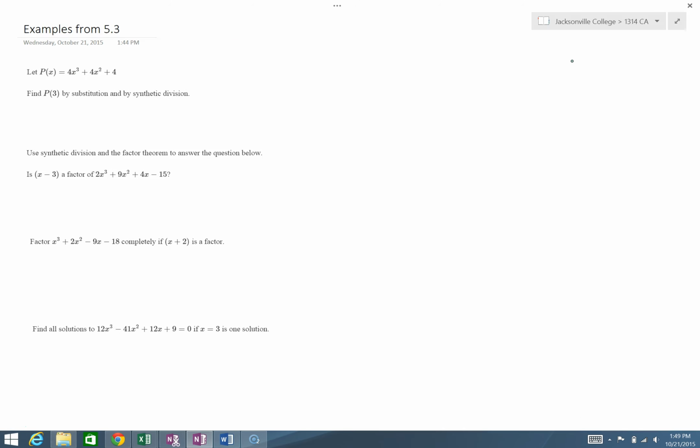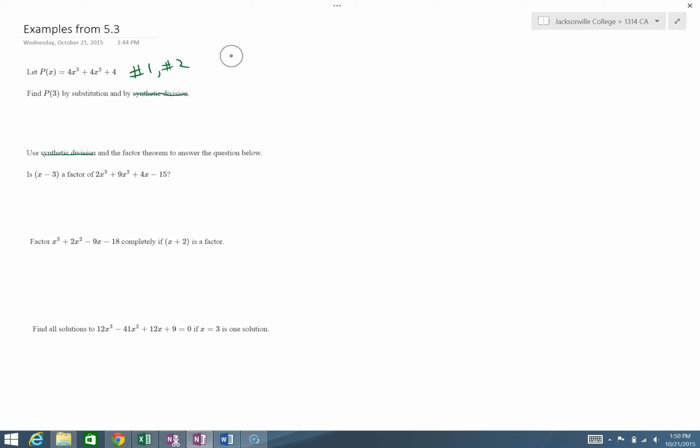All right, looking at a couple of examples from our homework. This first one is like number 1 or 2, perhaps. Yours may be shuffled up a little bit. It says, find P of 3 by substitution and by synthetic division. Well, we haven't studied synthetic division. If you want to look at the examples of synthetic division in our text, you can. It's a shorthand method of our long division. But here we can simply find P of 3 by substitution.